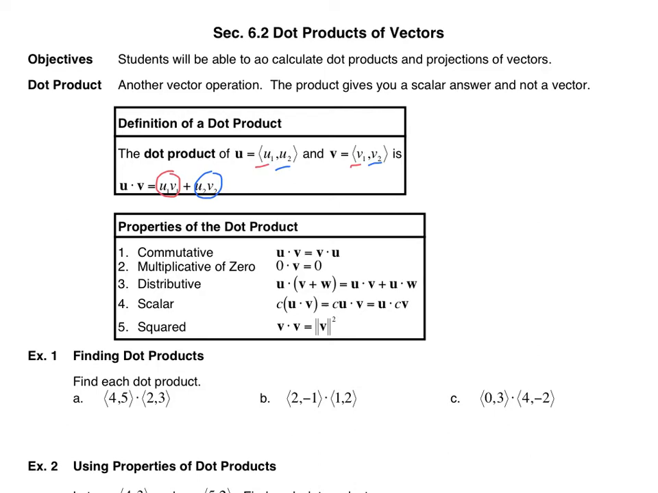So the dot product is called a scalar answer because you don't actually get a vector from it. You get a number. And then we're going to use that dot product in some other things as we go along, and so we'll have one application of it today.